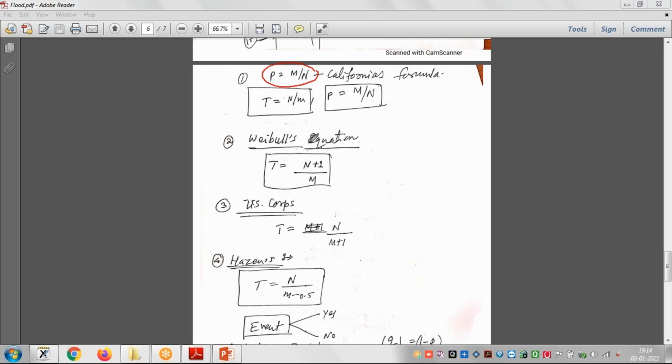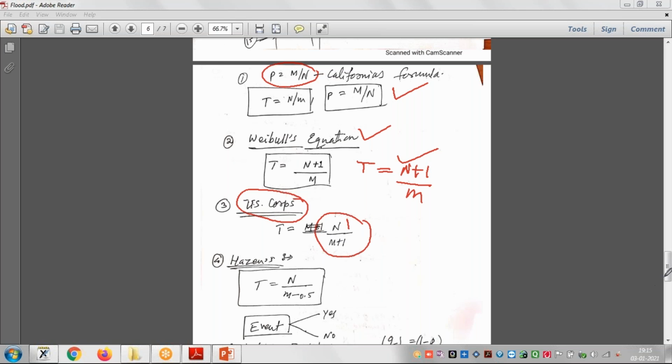Now after that, we used this one, right? But after that, one of the scientists gave Weibull's equation. He said that T is not n upon m; T is equal to n plus 1 upon m. He gave this method. After that, the United States Corps suggested that T is not n plus 1 by m. They said that it is n upon m plus 1. So they gave this formula.